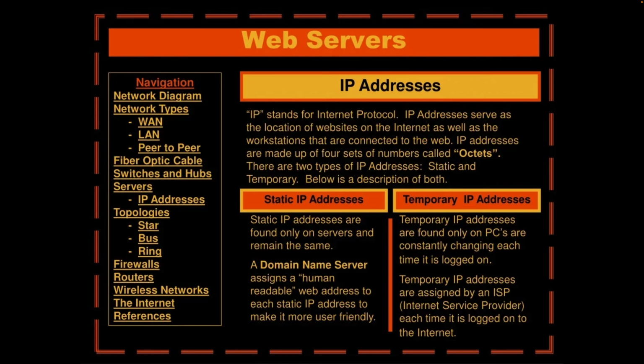There are two types. There's a static IP address, which never changes. Servers use these because people need to find them at the same address every time. Your web browser uses domain names, something like www.google.com, but behind the scenes, those translate to static IP addresses. Temporary IP addresses change every time you log in. Your home computer probably has one of these, and your internet provider assigns you a new one each time you connect.